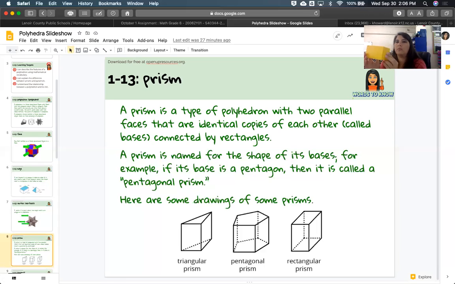So prisms have bases that are connected by rectangles. Here's another example. This is a triangular prism. The bases are both triangles. Let's see if you can see that a little bit better. There we go. The bases are both triangles, and they are connected by rectangles.